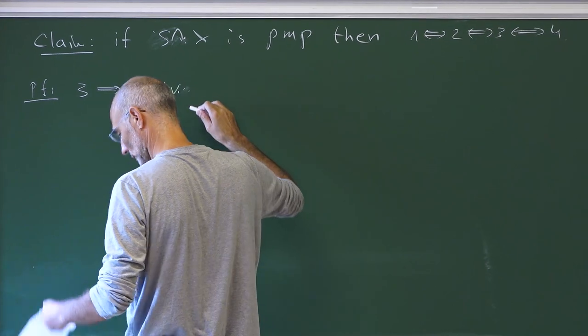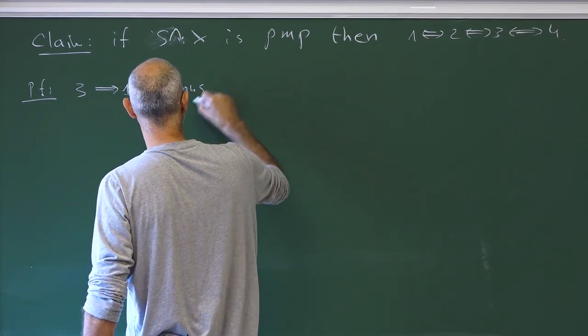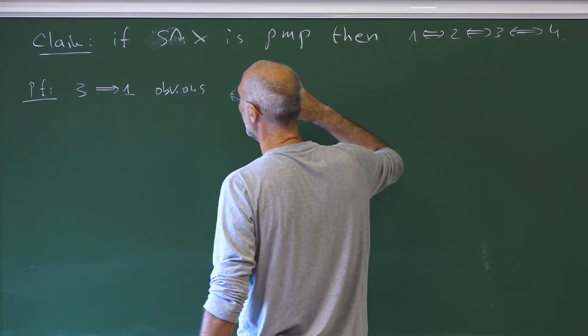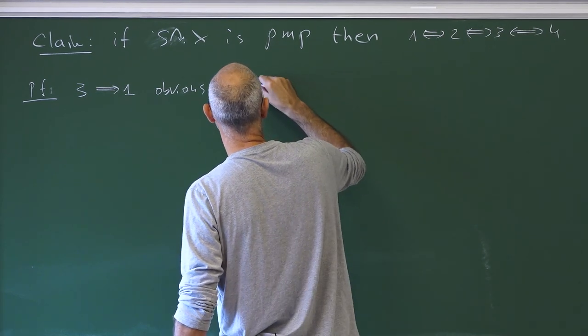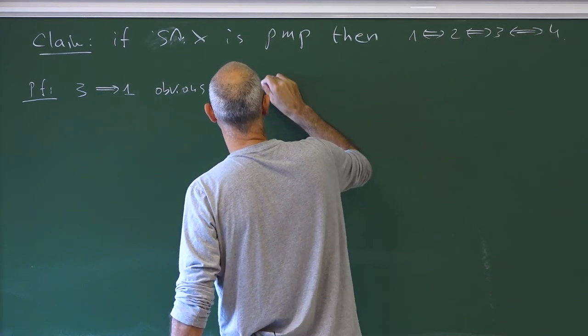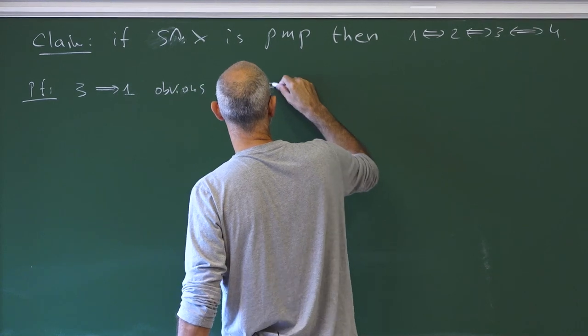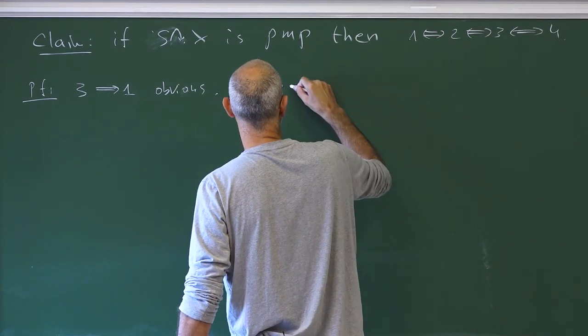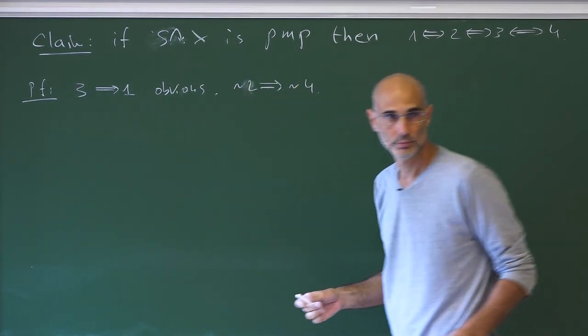Obvious. Are we right, obvious? I don't know. I will now explain why 4 implies 2. Or maybe I will explain why not 2 implies not 4.